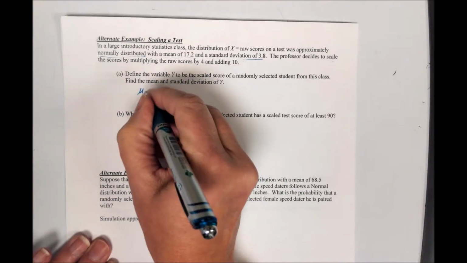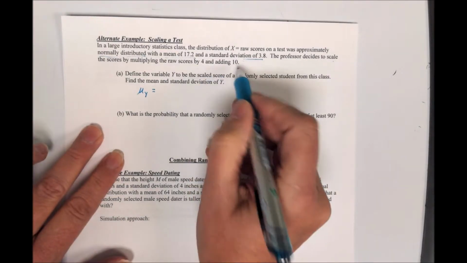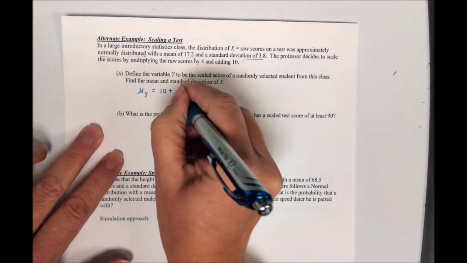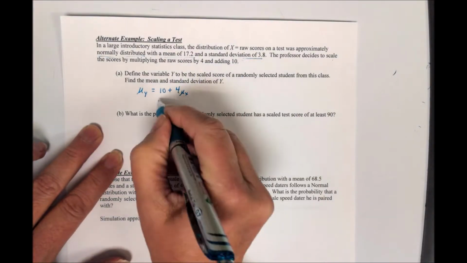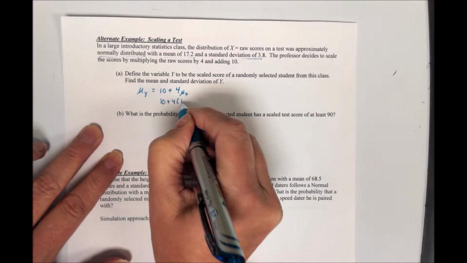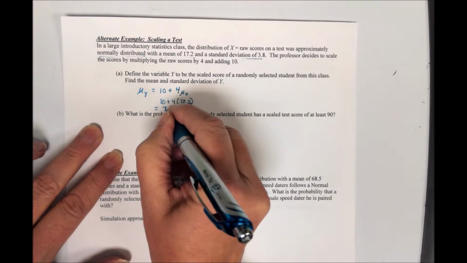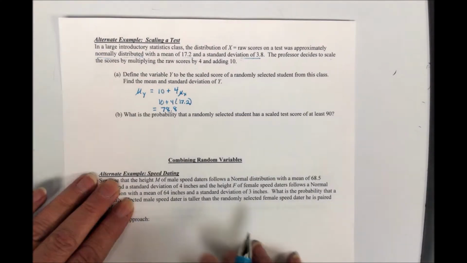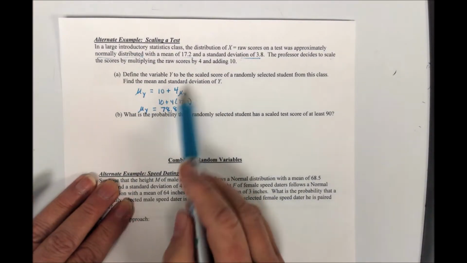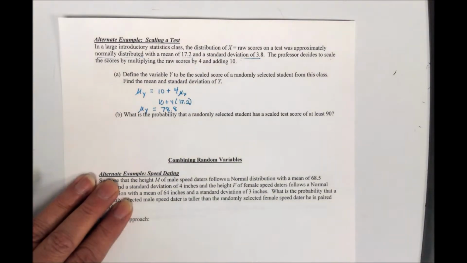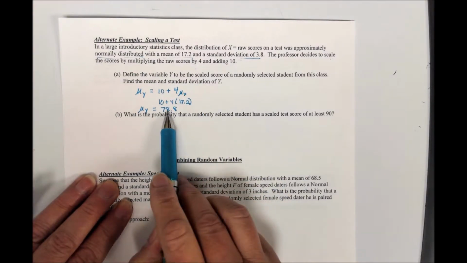So the mean of y is going to be the addition, so adding 10, so 10 plus 4 times the mean of x. And the mean of x was given as 17.2. So that gives us a new score of 78.8. So somebody that got a mean score before of 17.2, now the mean score of the test is 78.8.